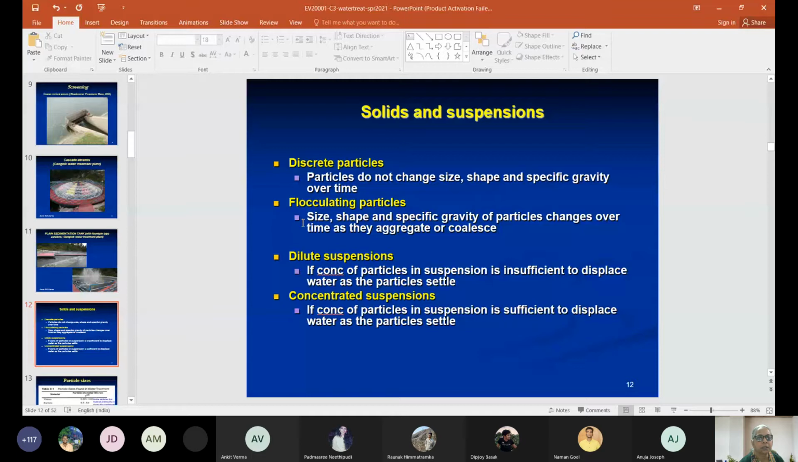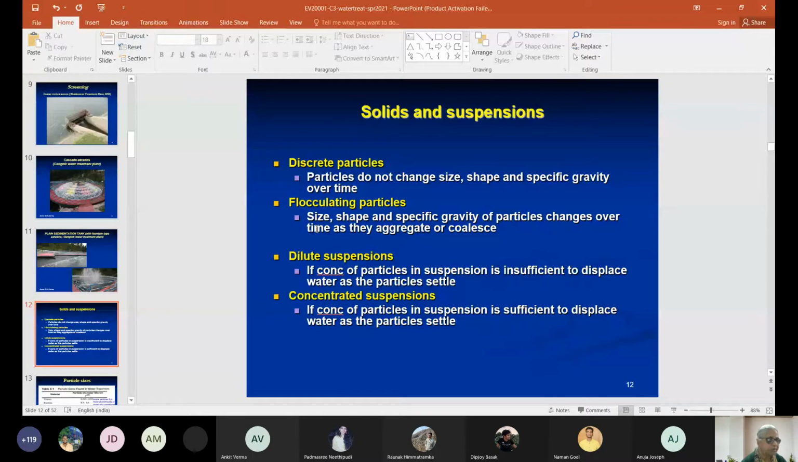Then we come to flocculating particles. We have size, shape, and specific gravity that changes over time. Now, what kind of particles are these? Most of them are of biological origin, so they may be humic material, natural organic matter, bacteria, virus, protozoa. All these kinds are biological. Some of us call them biological particles. The problem with these biological particles is that they have varying size, shape, and specific gravity. That's one example. The second example is clay and silt.